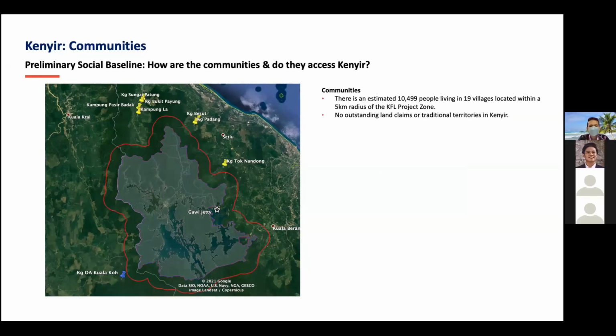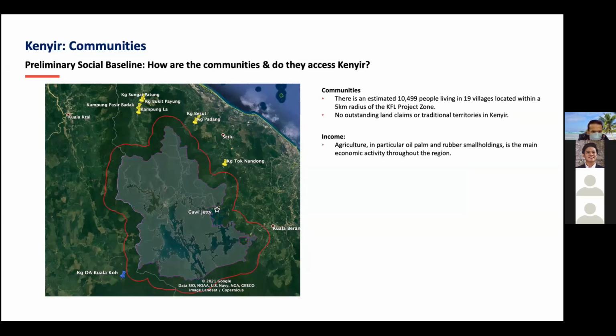It's about 10.5 thousand people living in 19 villages within a 5 km radius, right? And there are no land claims inside Kenyir itself. Okay, all the communities are living around the project area, not inside. So that makes things a bit easier. Land rights are very clear.